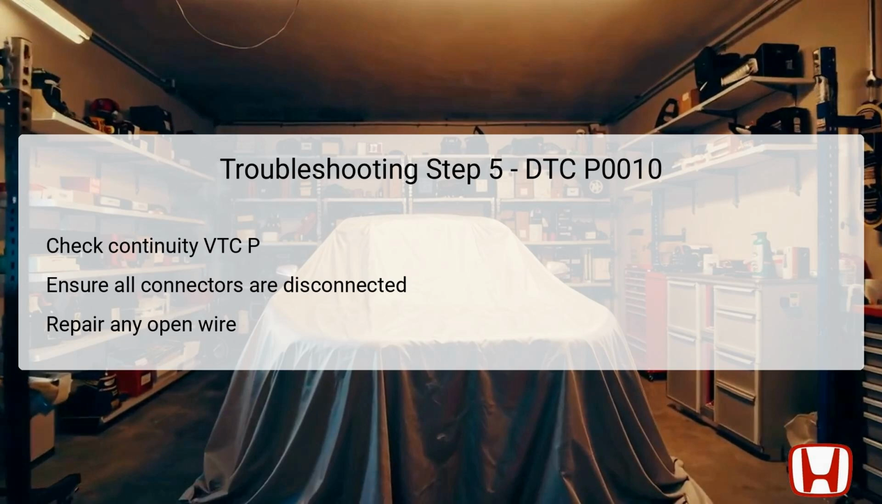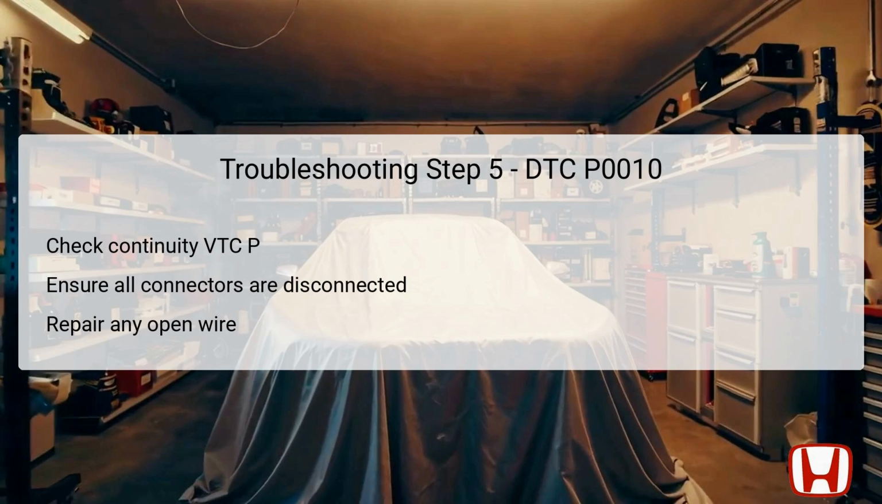Once again, make sure that the VTC oil control solenoid valve 2P connector and the PCM connector are both disconnected. Check continuity between test point 1 at the solenoid connector number 1 and test point 2 at the PCM connector number 33. This step verifies the functionality of the VTC P wire connecting the VTC solenoid to the PCM. If the test confirms continuity, this indicates the wiring is intact and functioning properly.